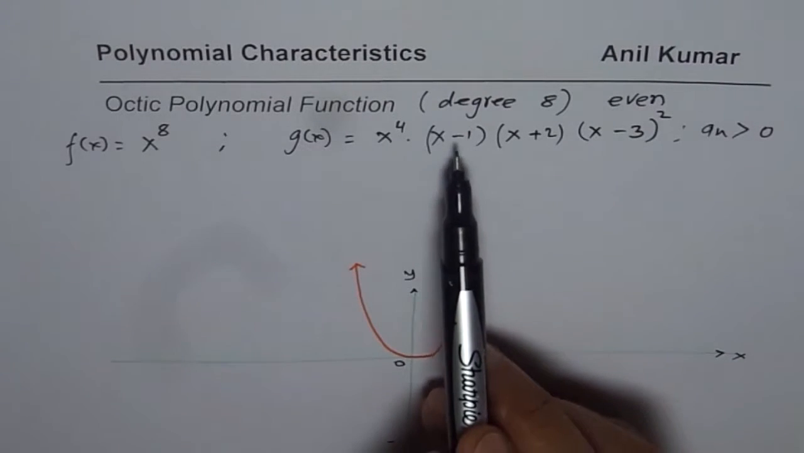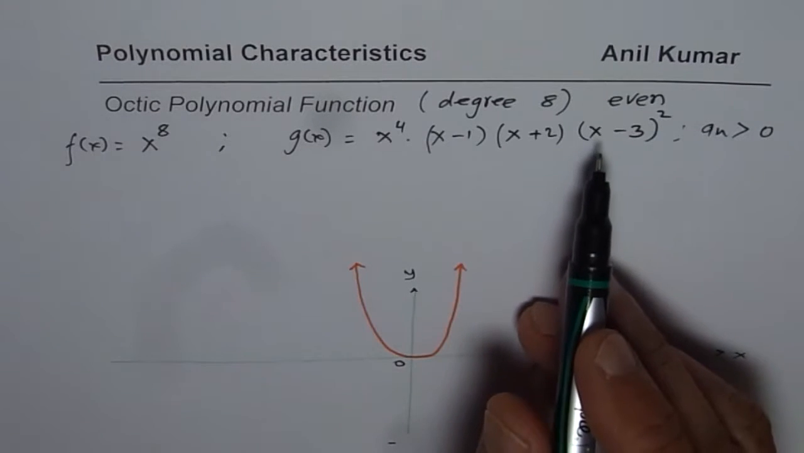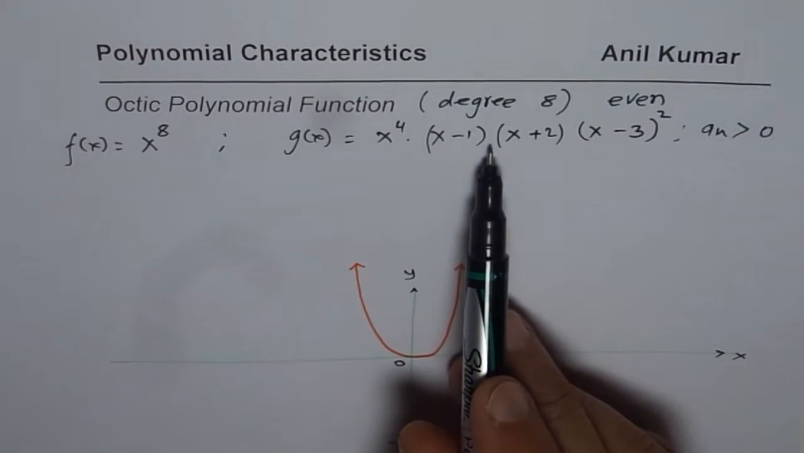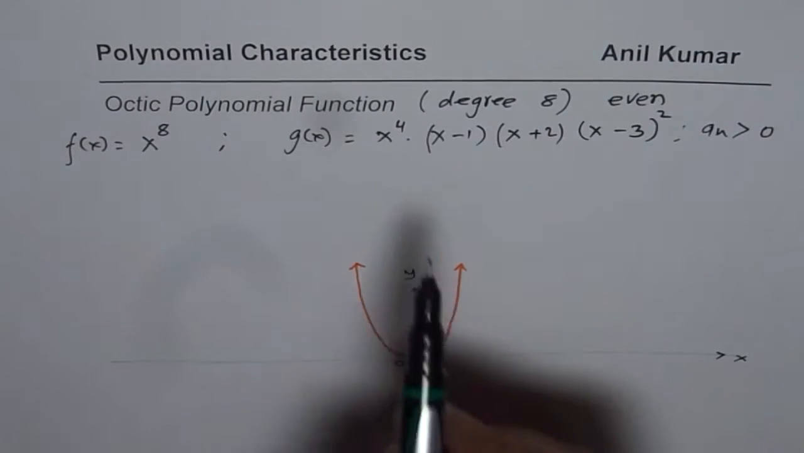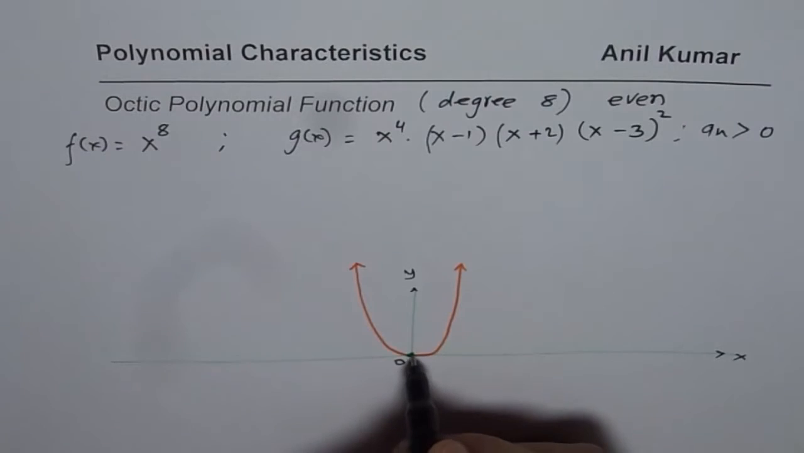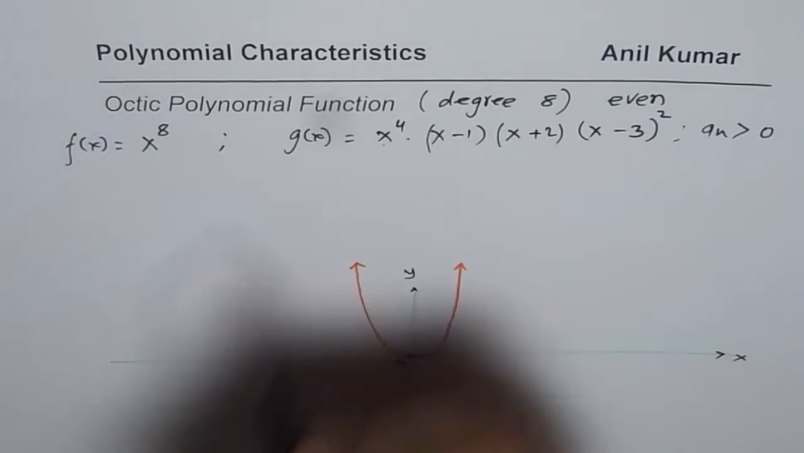Let me also sketch this particular function, which is x to the power of 4, x minus 1, x plus 2, x minus 3 whole squared. I'm not really teaching you graphing skills here, but I'm giving you that portion in short. Those of you who really want to understand details can follow the links. So we have a zero here of order 4, which is at 0 itself. That's the first zero, and this is of order 4. We can read from here.